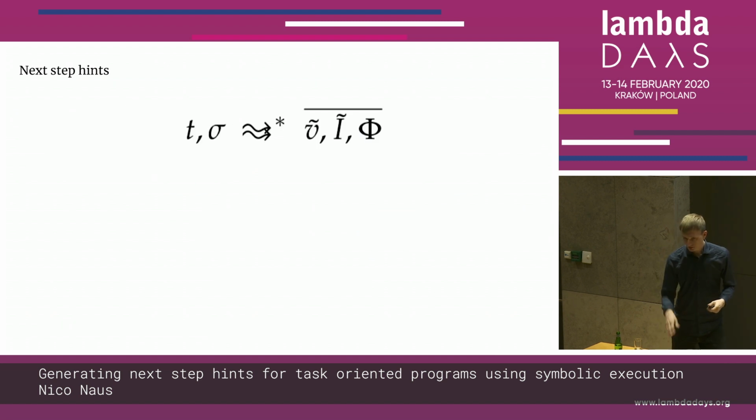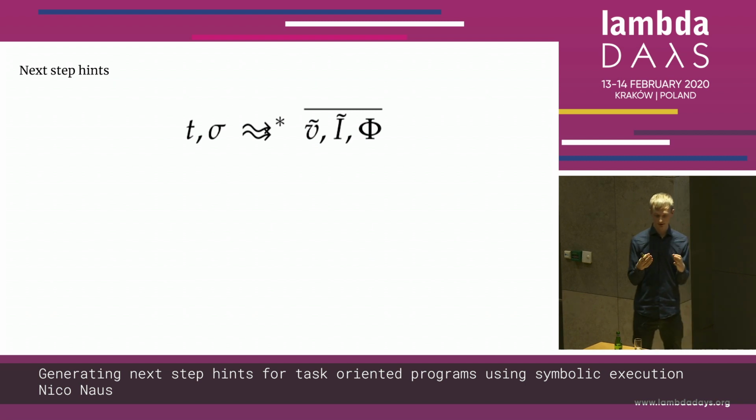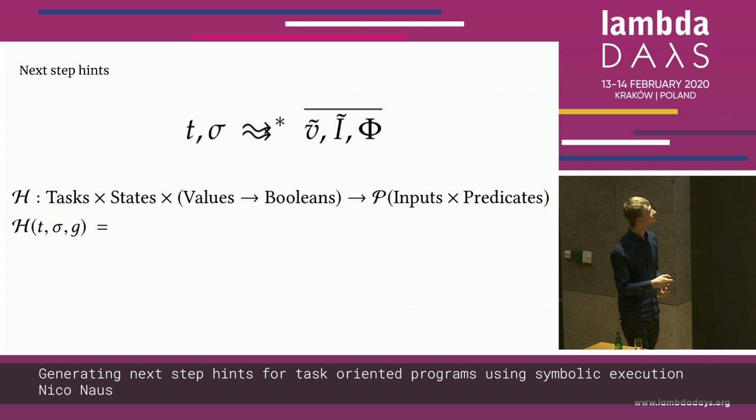All right, but how do we now actually define the function that calculates these hints for us? Well, obviously, it is based on the symbolic execution that we saw earlier. So we have our program, and we get a set of symbolic results. And we want to have a function that looks like this. It takes a task and a state, and then the goal function that we saw earlier, and then it calculates a set of hints, where a hint is just an input together with a predicate. That's the path condition that must hold.